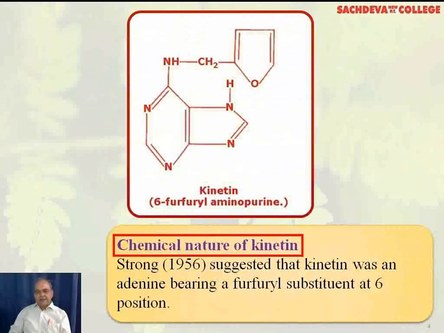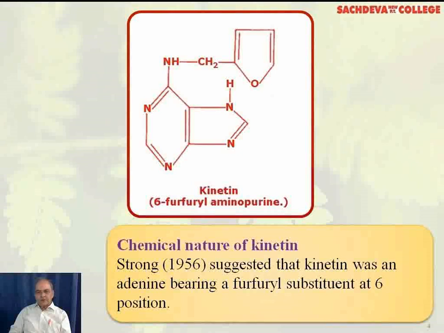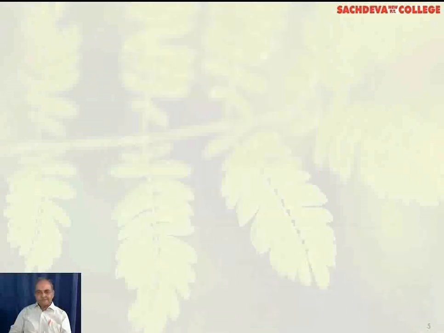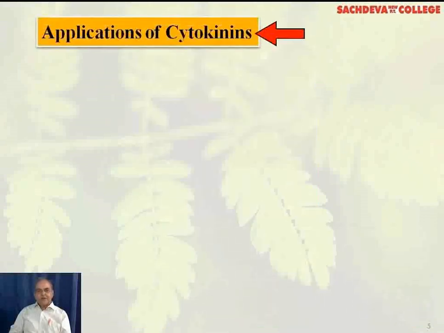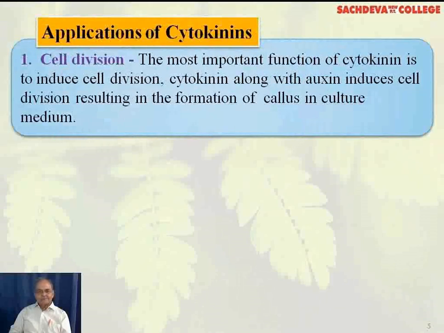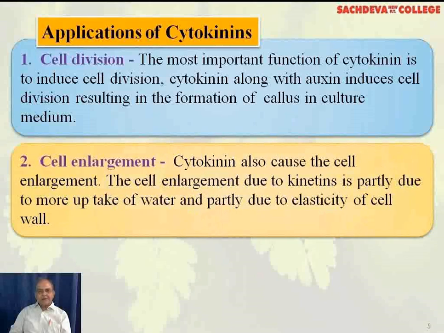Chemical nature of kinetin. Strong in 1956 suggested that kinetin was an adenine bearing a furfuryl substituent at the 6th position. Application of cytokinins. Cell division. The most important function of the cytokinin is to induce cell division. Cytokinin along with auxin induces cell division, resulting in the formation of callus in the culture medium.